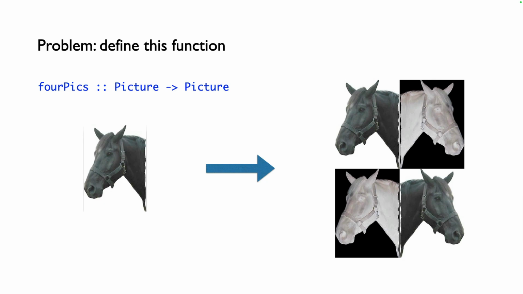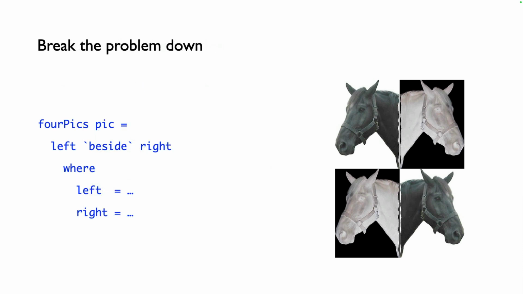Now, what's a way of describing the answer to this? One way we can do it is this. We can say that fourPicks applied to pick is 2 halves, the left half beside the right hand half. And then separately, in the 2 definitions of left and right, we describe what's the left half and what's the right half. So that breaks the problem down. And then we can see that there are a number of different ways we might use these local definitions to complete the problem.